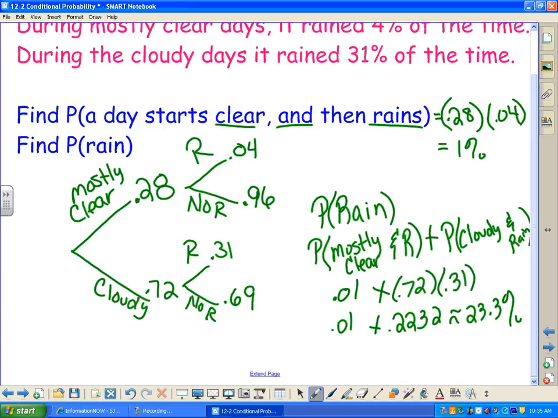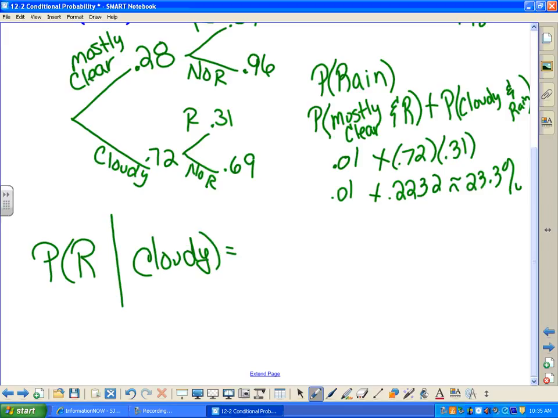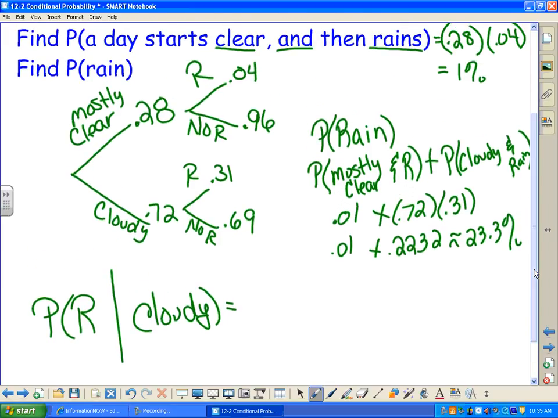Okay. Do you see how that works? Could you find the probability of rain given that it was cloudy? Is this an easy one or a hard one? It's pretty easy, because if it's given that it's cloudy, you know you're sitting right here. What are the chances of rain now? 31%. Okay, does that make sense? Any other questions?